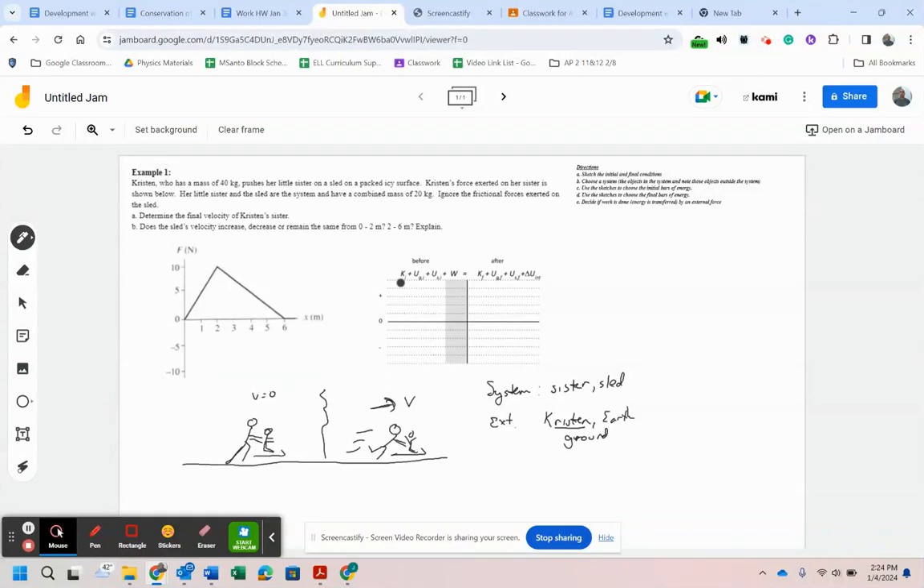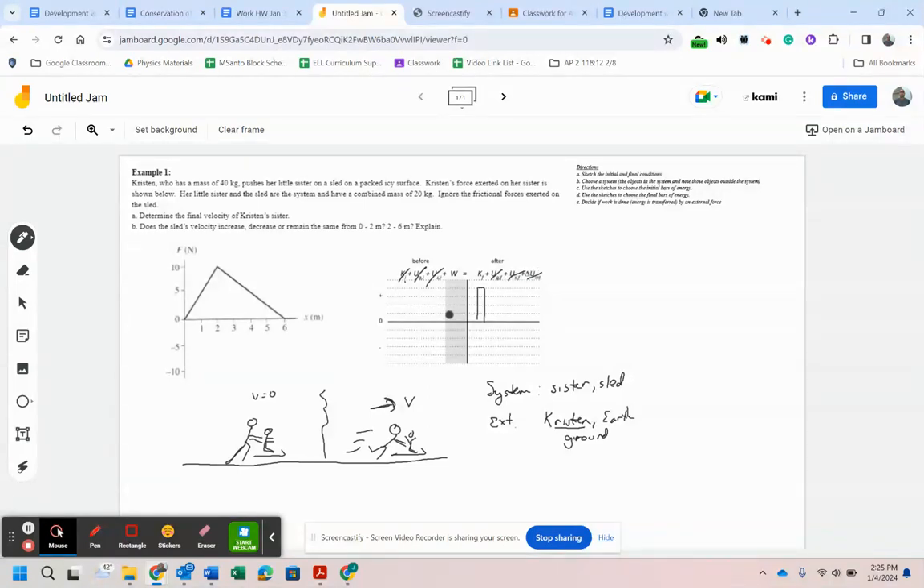So initially, once we have our system, we know what we can look at here. We have no kinetic energy because it's not moving. We have no gravitational potential energy because there is no change in height. There's no springs involved here. At the end, her sister is moving. Gravitational potential energy does not change, there are no springs, and internal energy, there is none.